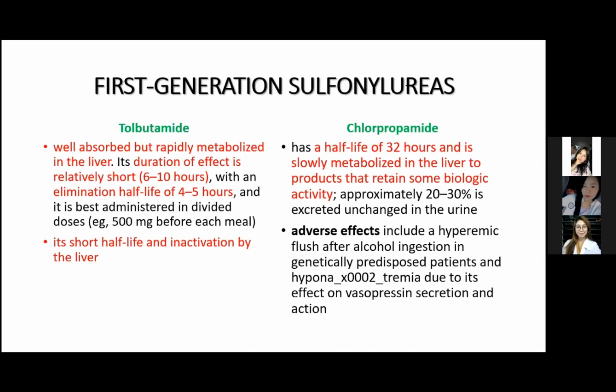Chlorpropamide has a half-life of 32 hours and is slowly metabolized in the liver to products that retain some biologic activity. Approximately 20 to 30% is excreted unchanged in the urine. The adverse effects include a hyperemic flush after alcohol ingestion and hyponatremia due to its effect on vasopressin secretion and action.